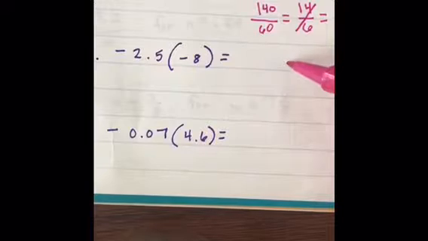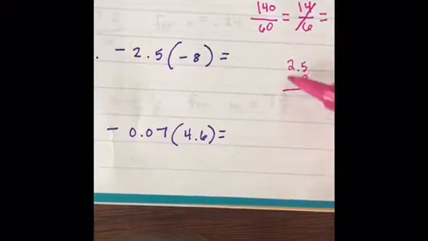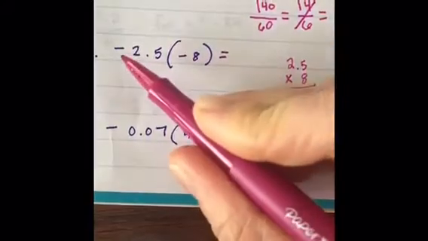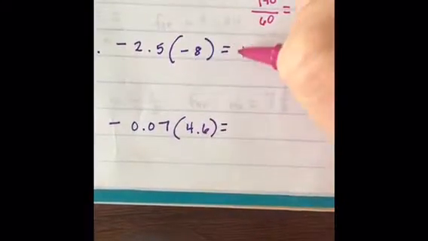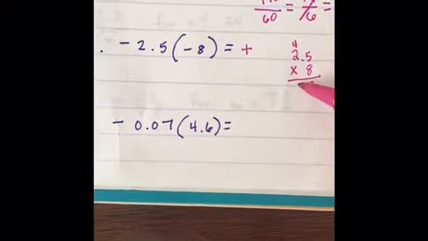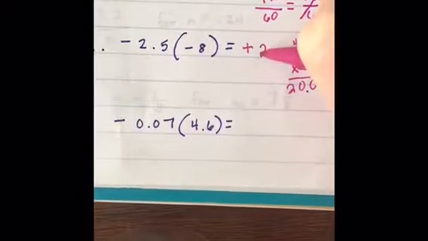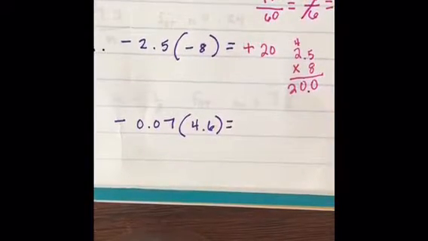So we're going to say 2.5 times 8. Before I do that, I'm going to look and see what I expect my sign to be. A negative times a negative is a positive. And 5 times 8 is 40, 16, that's 20. We have one decimal spot, so it's simply a positive 20. And that was super easy.